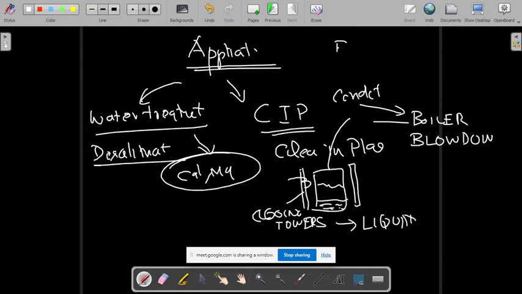ஃபார் எக்ஸாம்பிள் எலக்ட்ரிக்கல் கண்டக்டிவிட்டியை மெஷர் பண்ணோம், ஒரு சர்டைன் த்ரெஷோல்ட் லெவலுக்கு மேலே இருக்குது அப்படின்னா ஆட்டோமேட்டிக்லி இட் வில் கிவ் அ சிக்னல் ஃபார் மேக்கிங் த பாய்லர் ப்ளோ டவுன். ஸோ இந்த மாதிரி ஒரு ஆட்டோமேட்டட் மெஷர்மெண்ட் மாதிரியே ஒரு கம்ப்ளீட் செட்டப் பண்ண முடியும். ஓகே, திஸ் இஸ் க்ளீன் இன் பிளேஸ், வாட்டர் ட்ரீட்மெண்ட்.